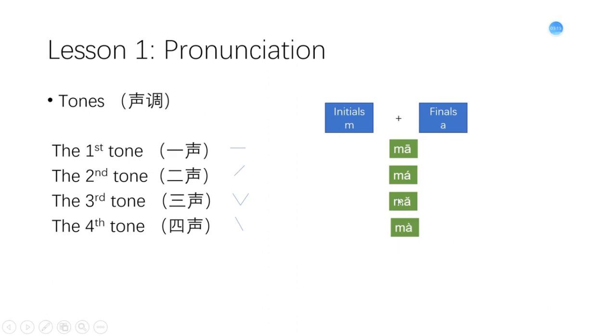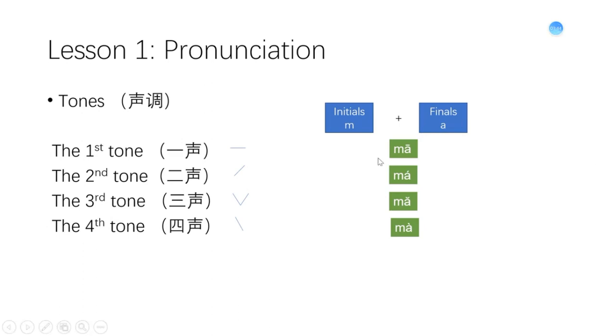Okay, let's read again. The first tone, second tone, third tone, and fourth tone. So it sounds like this. Please try to read after me. At the very beginning period of learning pronunciation, mimicking is very important. So you use your ear and try to read after what you hear. Okay, so practice again and again many times, and you can learn the pronunciation of a new language.